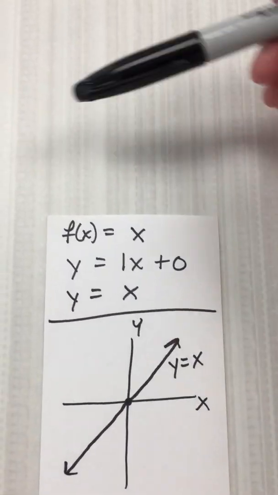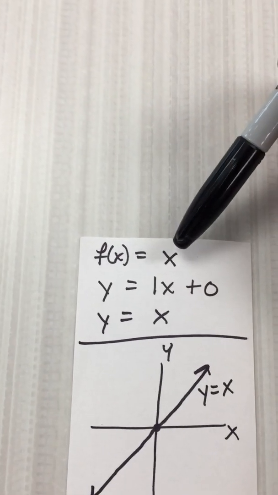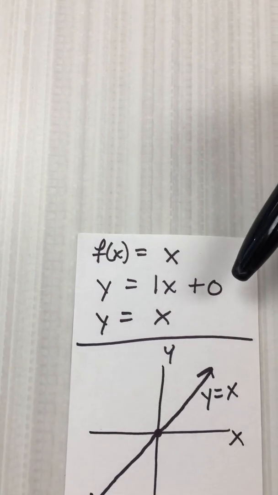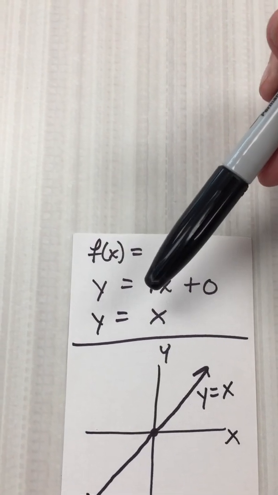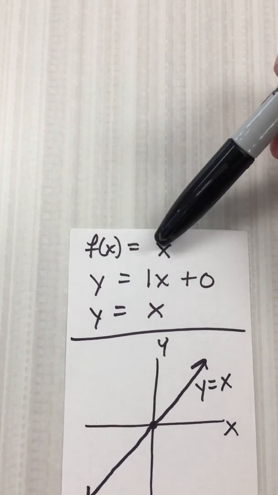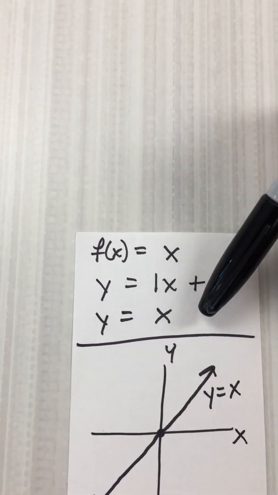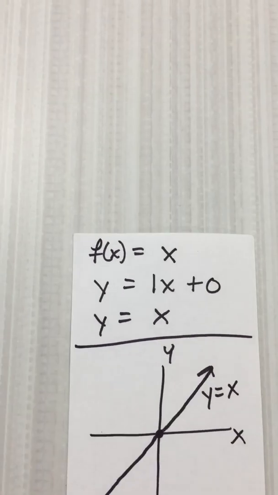Here's my parent function, just reminding you f of x equals x is the parent function. You can also write it as y equals 1x because there's a 1 in front of the x, plus 0. Y-intercept is 0, slope is 1. Y equals x, slope is 1, y-intercept is 0. So all three of these are the exact same parent function.